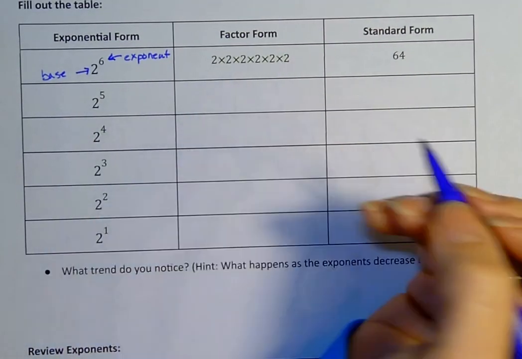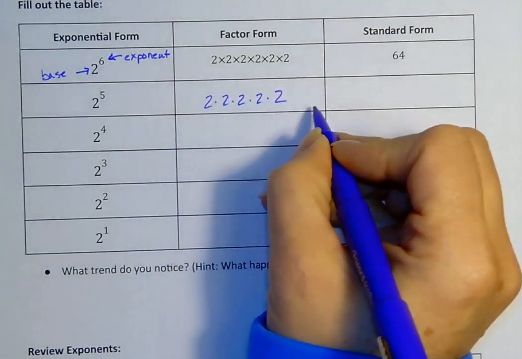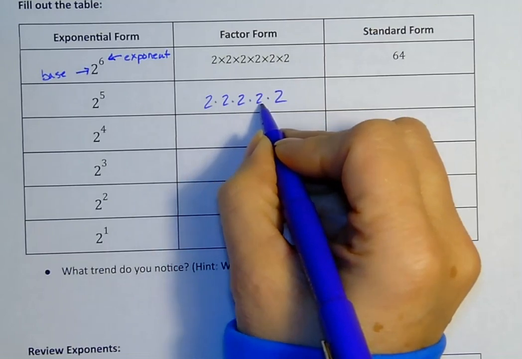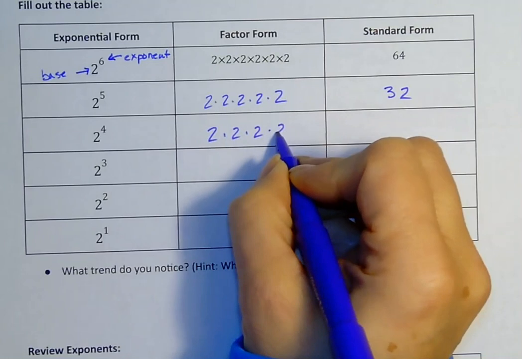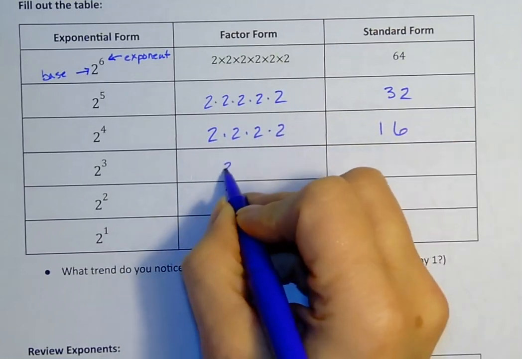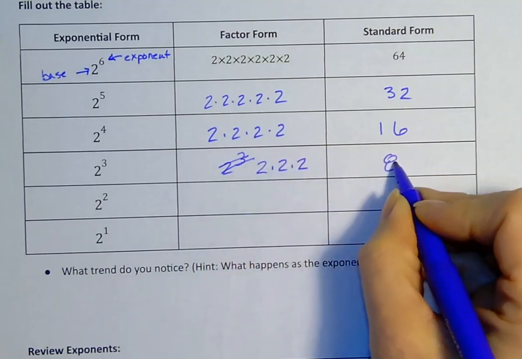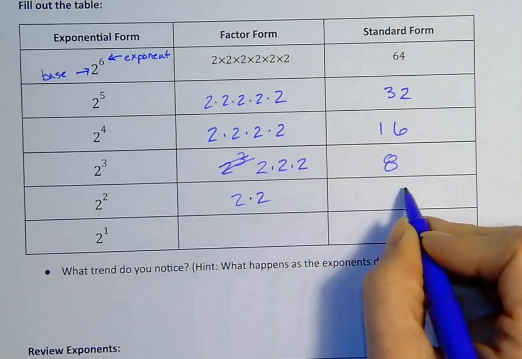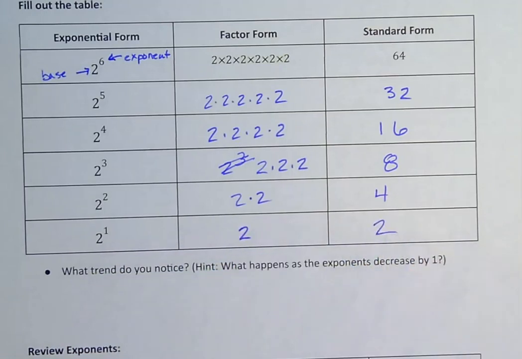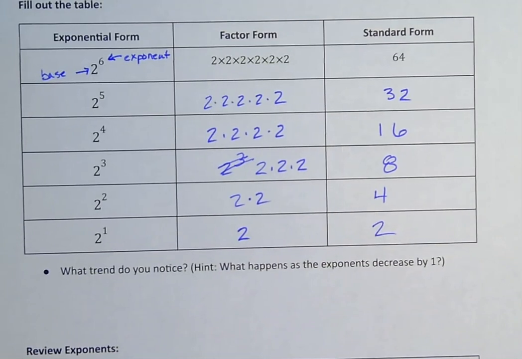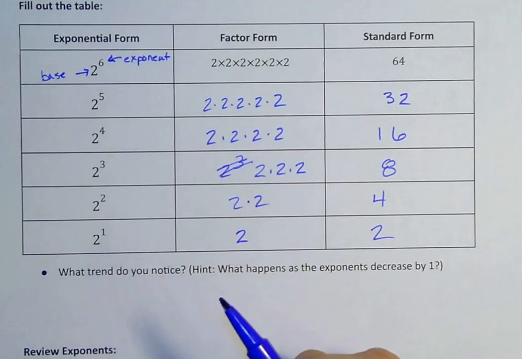2 to the 5th is going to be 2 times 2 times 2 times 2 times 2. 2 times 2 is 4, times 2 is 8, 16, 32. 2 to the 4th, 2 times 2 times 2 times 2, 16. 2 to the 3rd, oops, I'm sorry, that's what we have as our problem. 2 times 2 times 2 is 8. 2 squared is 4, and 2 to the 1, you just have 2 all by itself, and we know that's 2.